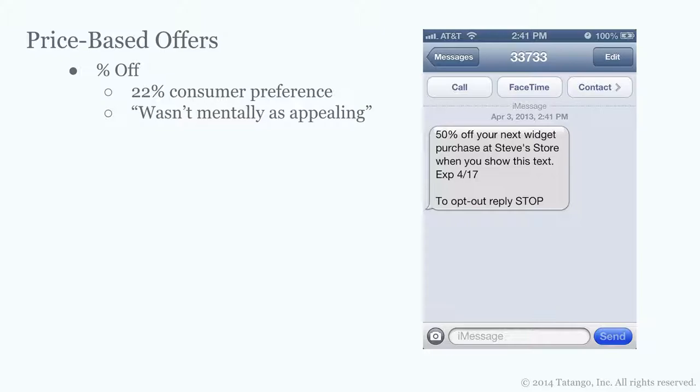Why? The customer said it wasn't mentally as appealing. I don't know really what that means, but if the customer thinks it wasn't appealing, I'm not going to do it as much. So let's look at the right-hand side. 50% off your next widget purchase at Steve's store. It's a really easy offer to structure. It's just 10% off, 20% off, 30% off. You don't need a rocket science degree to figure out how to structure a percentage off discount. The problem is only 22% of customers would prefer percentage off compared to the others.